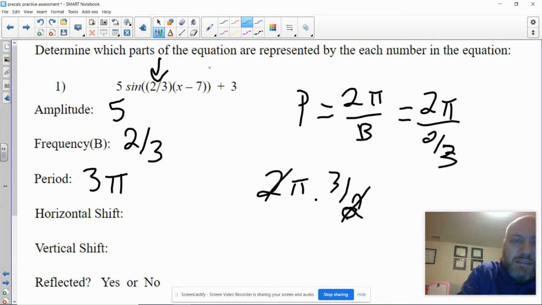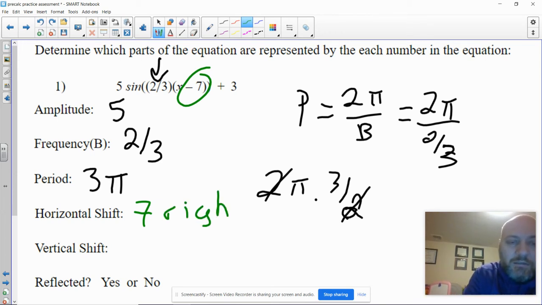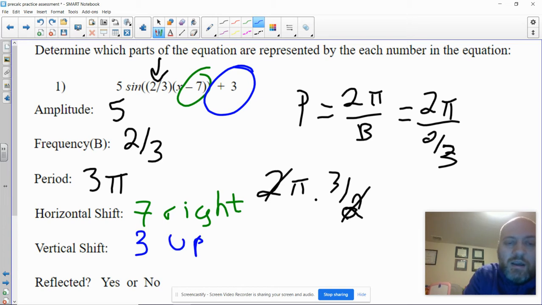Inside parentheses, that's my horizontal shift, so it is going 7. And it is going 7 to the right. We always want to make sure we include that directionality. The vertical shift, what's outside the parentheses, that is 3. It's positive, so it's going up. And because there is no negative out front, or negative x, there is no reflection. That is what you should have for the first problem.